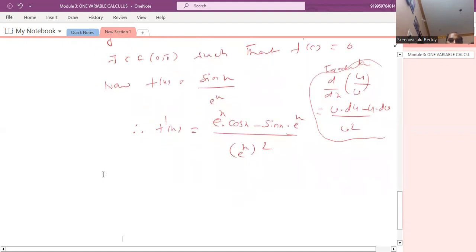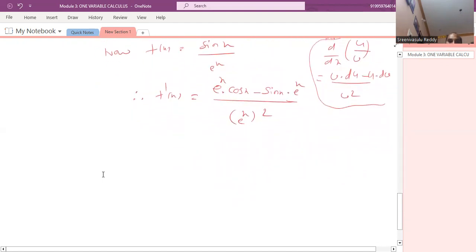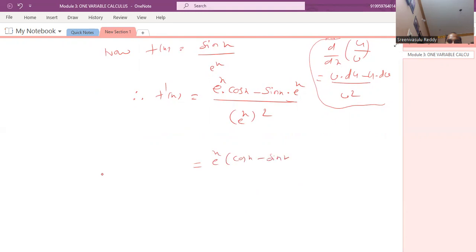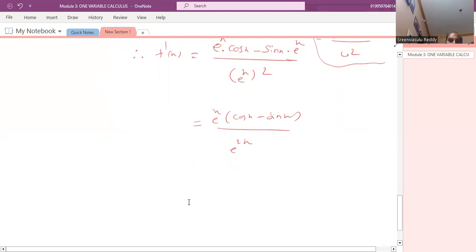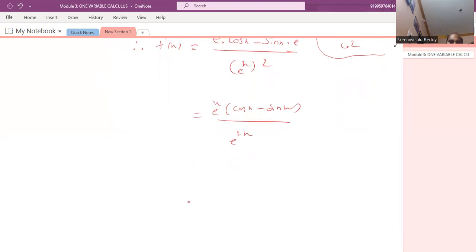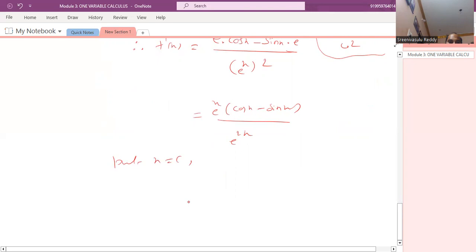e power x. Now simplify this value: e power x cos x minus sin x by e power 2x. As per Rolle's theorem, f dash c equal to 0. Put x equal to c in f dash x.